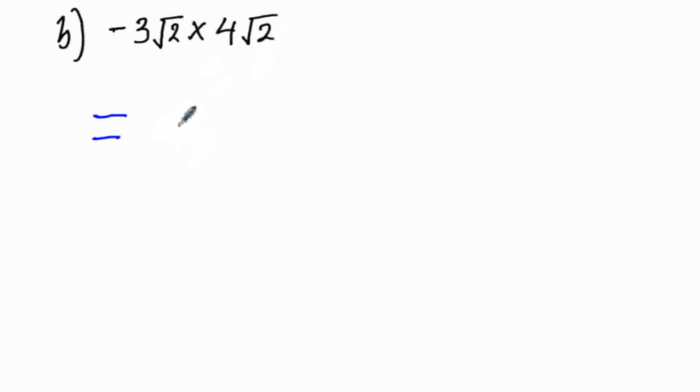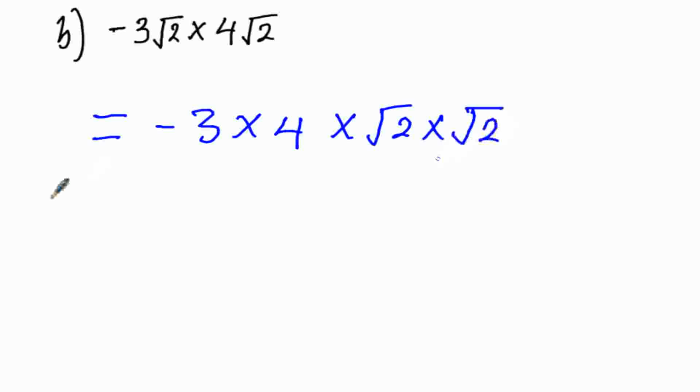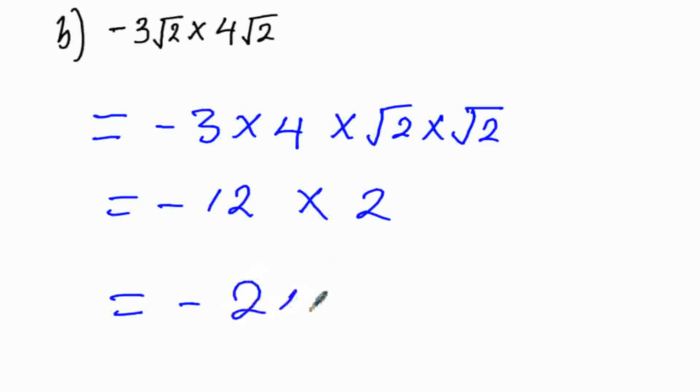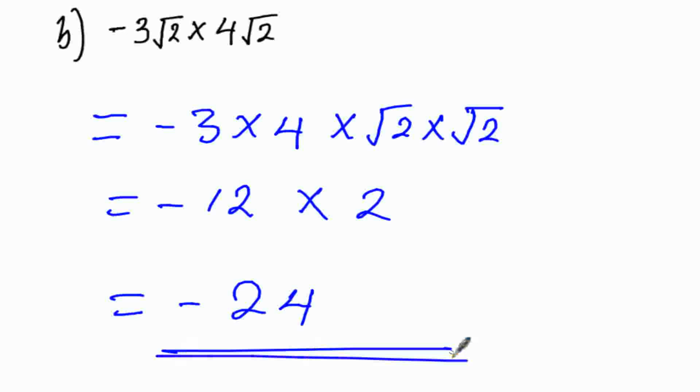are under a root. That will be negative 3 times 4, then times root 2 times root 2. And negative 3 times 4, we get negative 12. Then root 2 times root 2, we get 2. And that will give us negative 24 as our final answer.